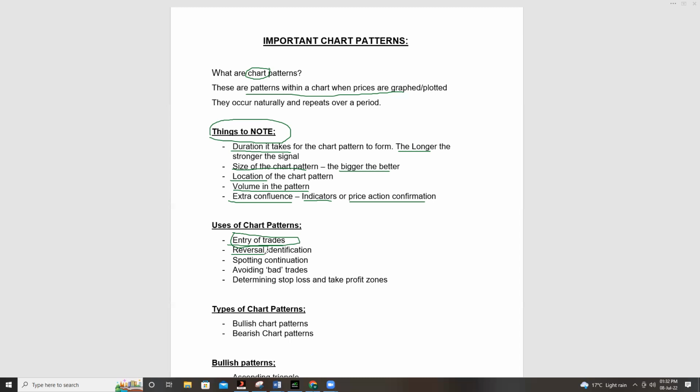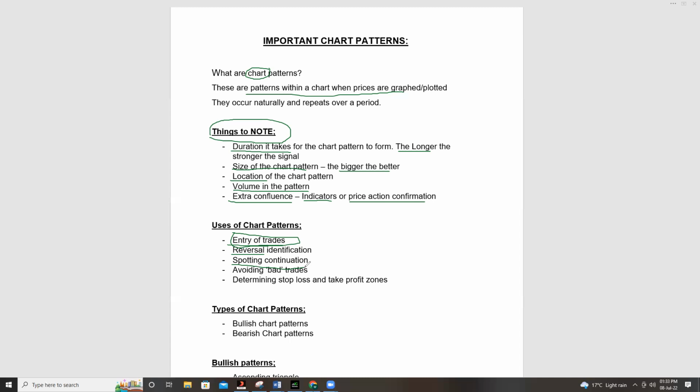You can also use them for spotting continuation. Now, this is again based on the location. If you find these chart patterns at stage 2 or at the middle of a trending trend, it can only mean one thing: continuation. This is why it's very important for you to understand the stage that you're on your trend, so that you don't confuse a continuation pattern with a reversal pattern.